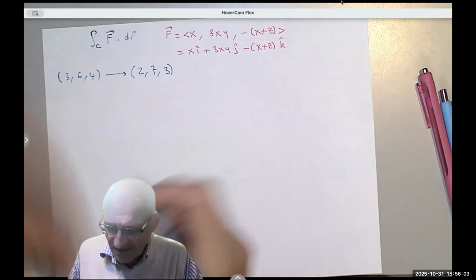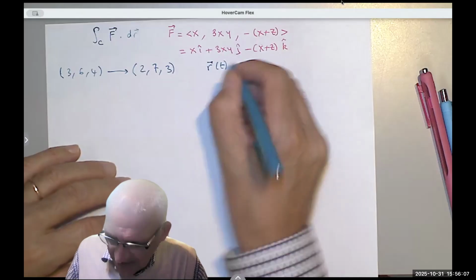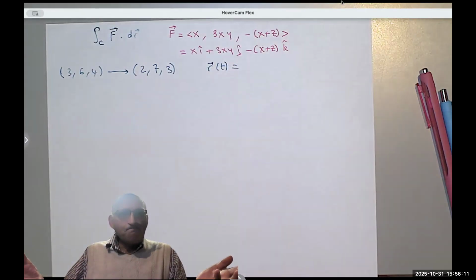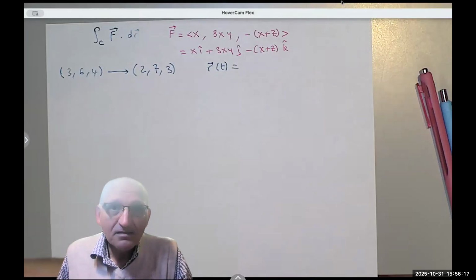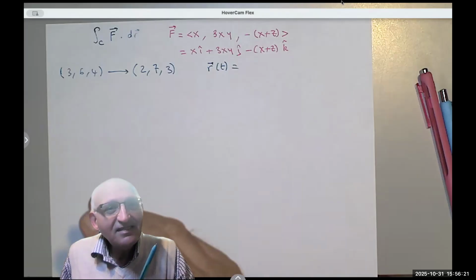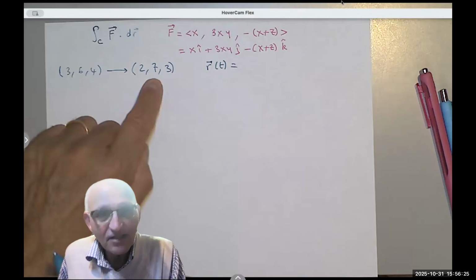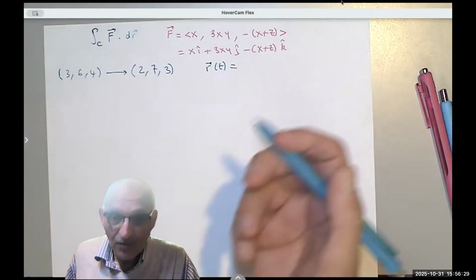You learned that before, but it's really so easy. In fact, you can do it in infinitely many ways, okay? But the easiest way is to pick my variable t, the parameter, and say I want, when t equals 0, I am here, and when t equals 1, I go there. So let's see how that works. You see how easy it is.